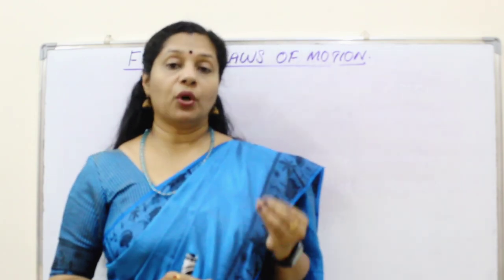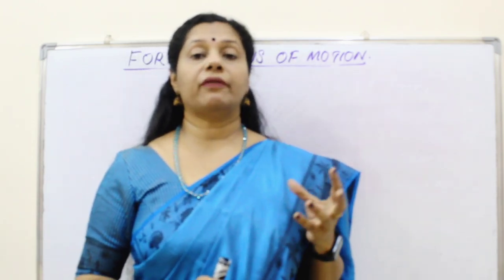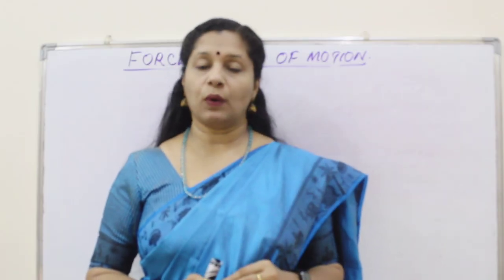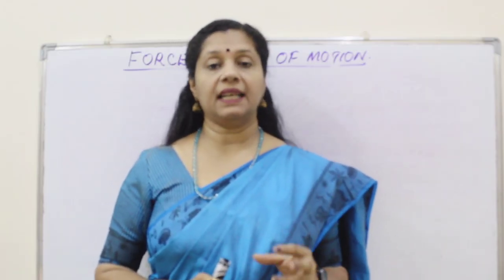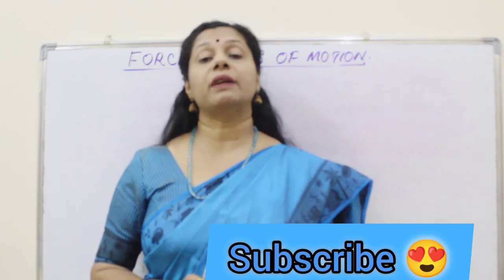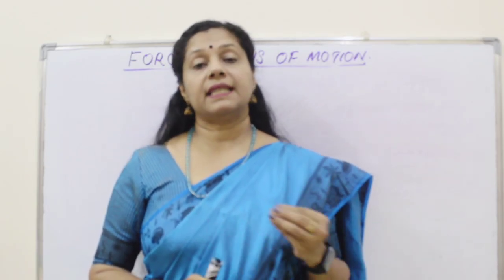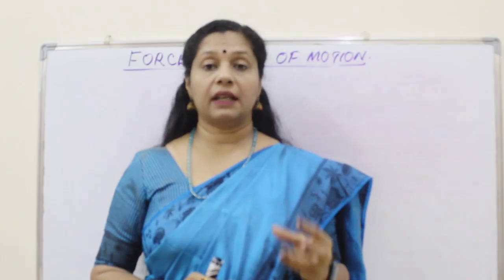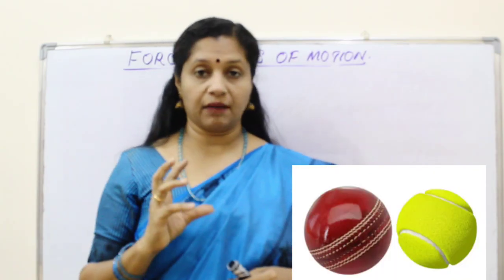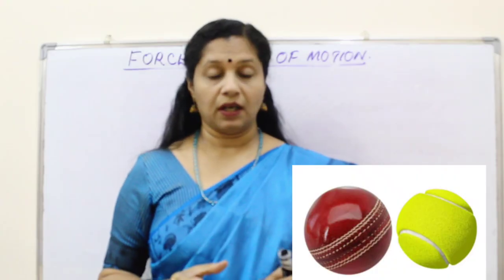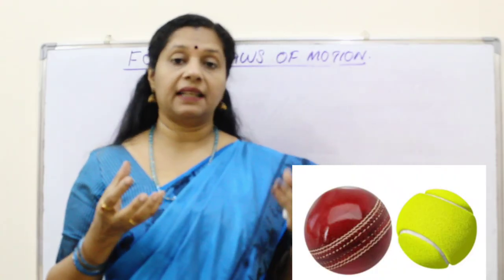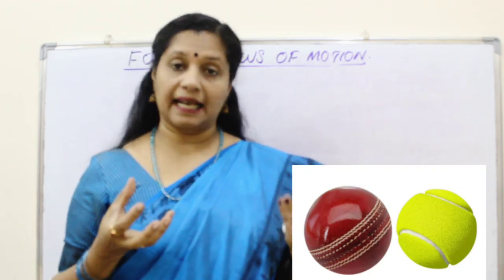So whenever a body is moving, the quantity of movement or the motion is related to two aspects. One, its mass. Second, its velocity. So we have to consider both these for a moving body. So let's take an example of how they are related. Suppose I take two different balls, one is a cricket ball and the other one is a tennis ball. What is the main difference between these two?